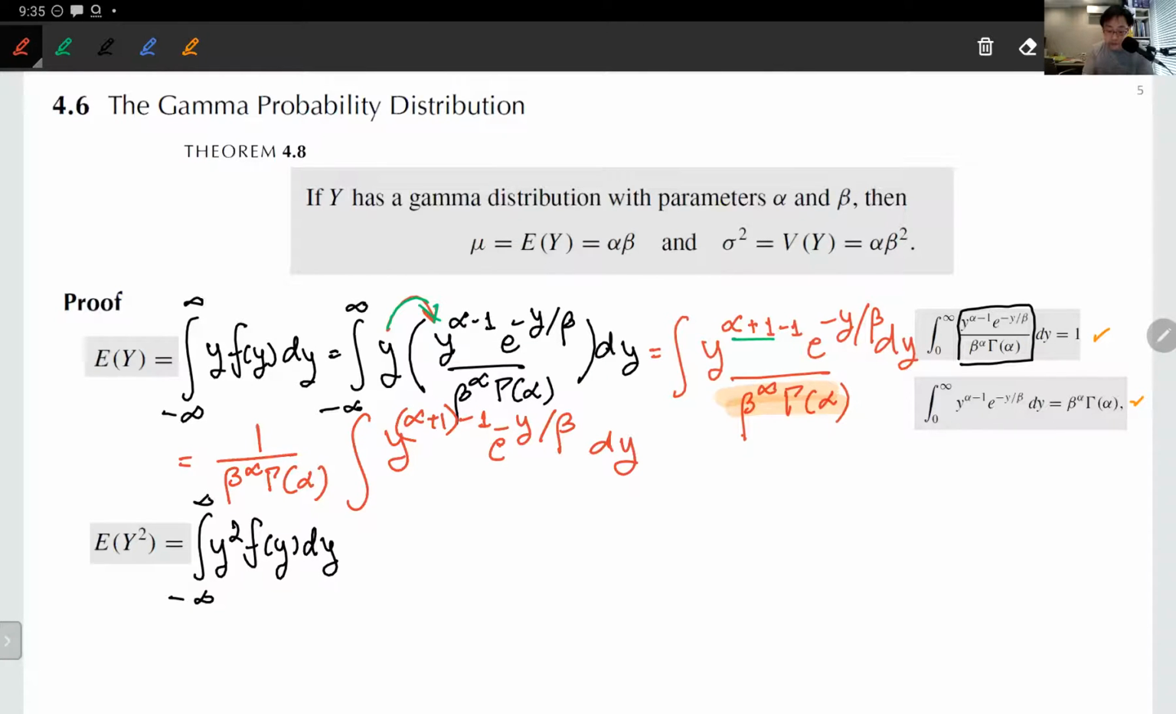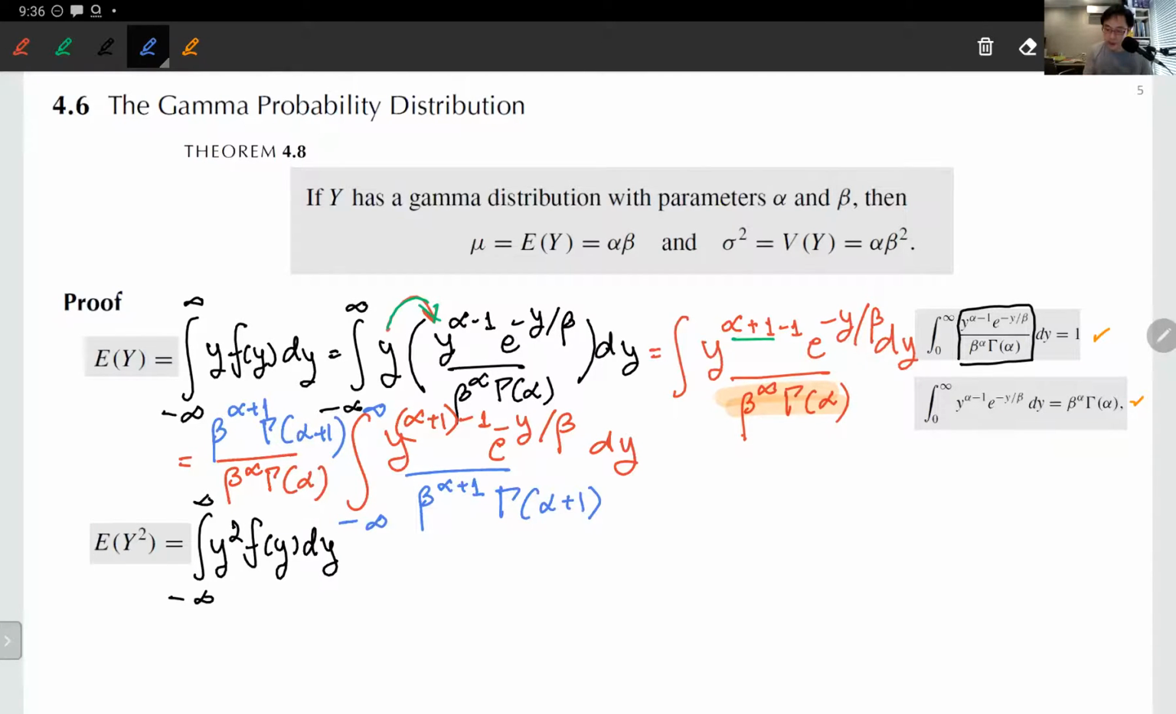If I have beta to the alpha plus 1, along with the gamma of the alpha plus 1, this integral will eventually give me 1, because it's just another gamma distribution with the parameter alpha being alpha plus 1. Understand? But of course I cannot just divide this alone, I have to multiply back. So I divide and multiply by beta to the alpha plus 1, gamma alpha plus 1. That's not too bad.